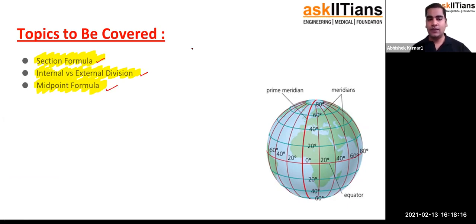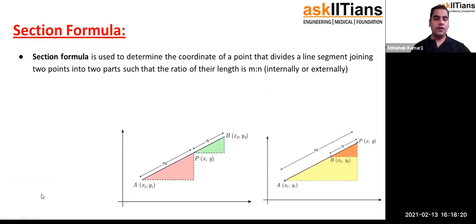So let's start with our very first topic, the section formula. It's very important to know what the section formula is, what the benefit of this is, and what we are going to cover in this topic. What does the section formula say? If you read this statement, it says very clearly that it gives you the coordinates of any point that is dividing a line which is joining any 2 points.